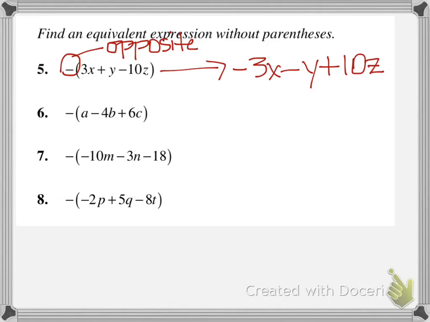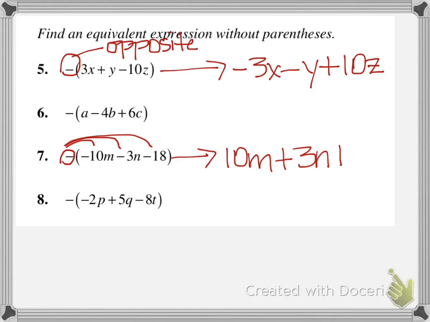In a way, we're distributing that negative throughout everything inside of the parentheses. So just remember, when you see a negative on the outside, that just means the opposite, or you're subtracting it, so you need to add the opposite. So again, on this problem here, you can think of it as distributing the negative throughout, or think of it as the opposite of everything that's on the inside. So the negative 10m becomes a positive 10m. Minus 3n becomes plus 3n, and minus 18 becomes plus 18.